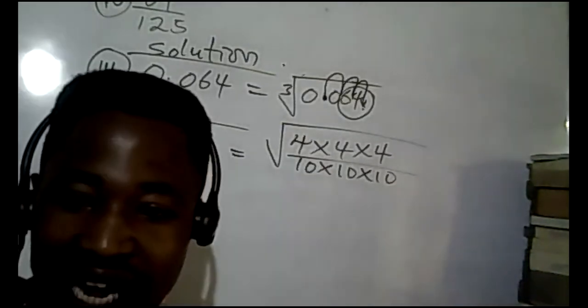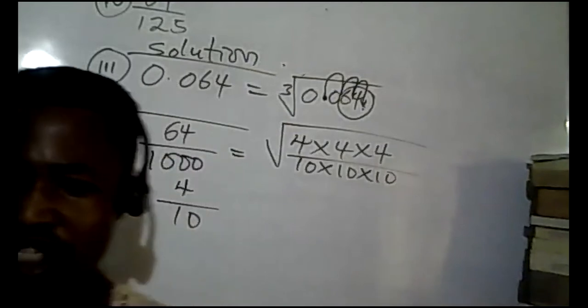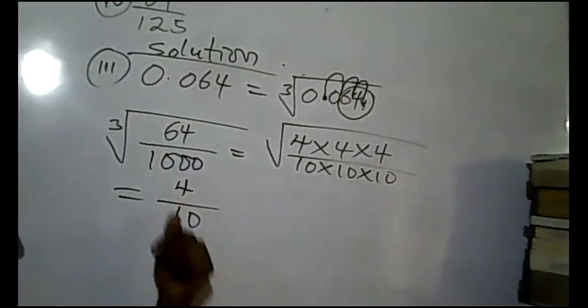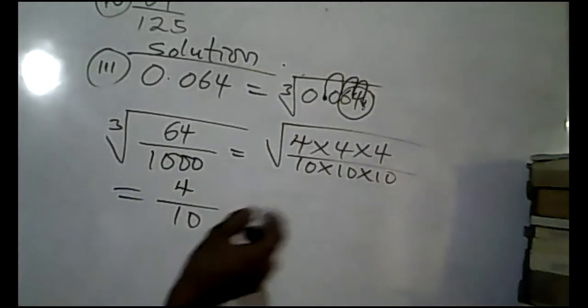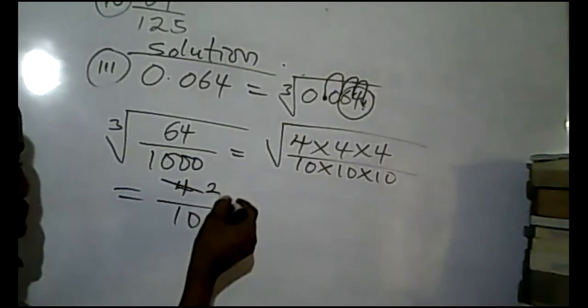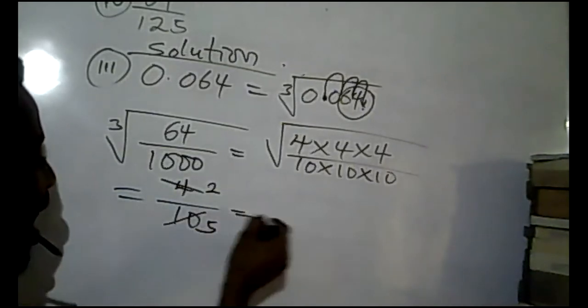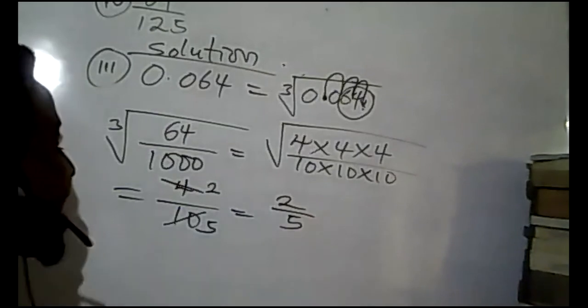Are you going to leave it like that? No. You have to reduce this to the lowest term. You can see that something can still divide these 2 guys. So 2 can go in 4 and can also go in 10. So you have to reduce it. You say 2 here, 2, 2 here, 5. Our answer is 2 over 5. And that is not our answer.